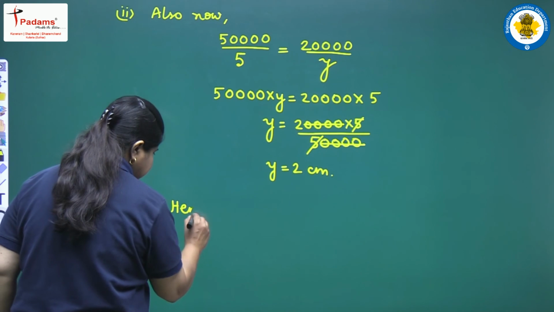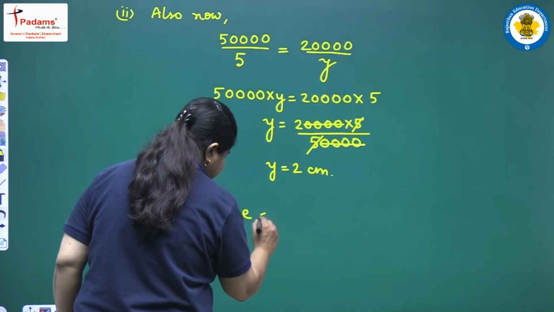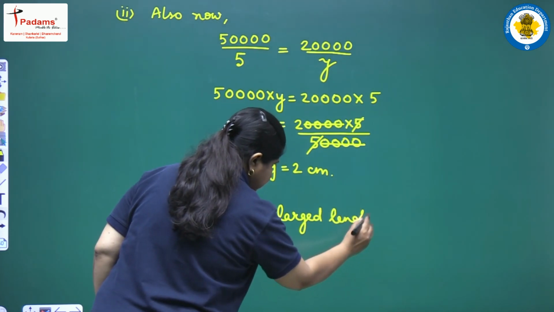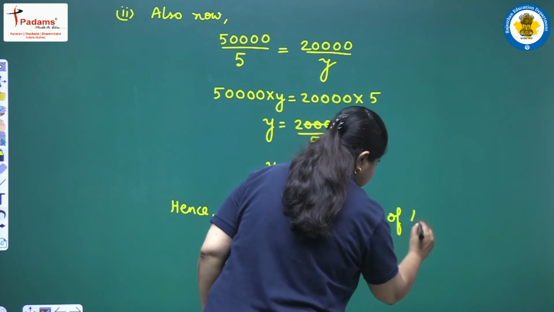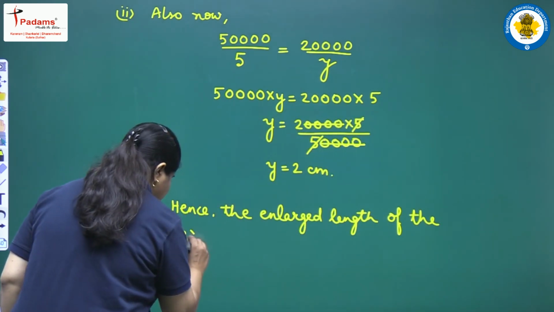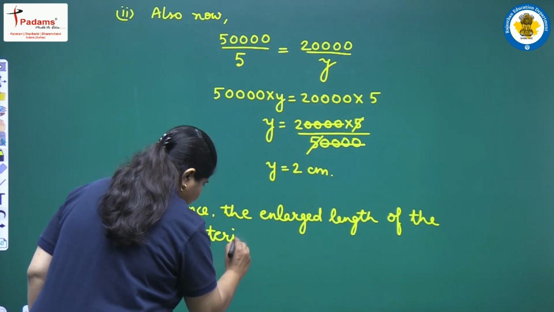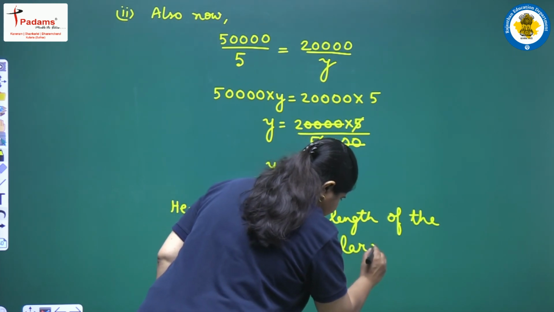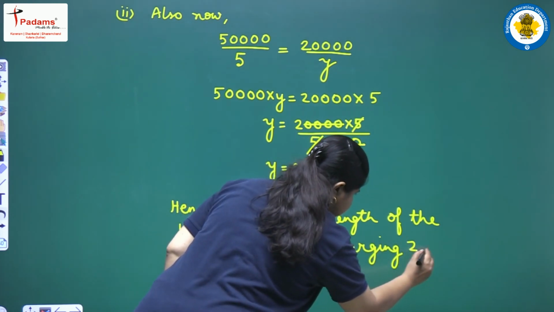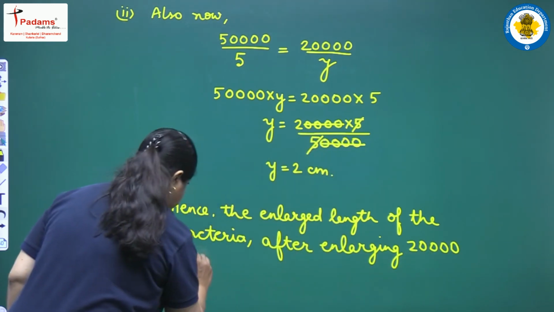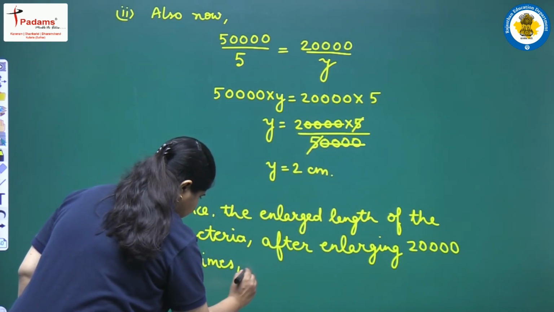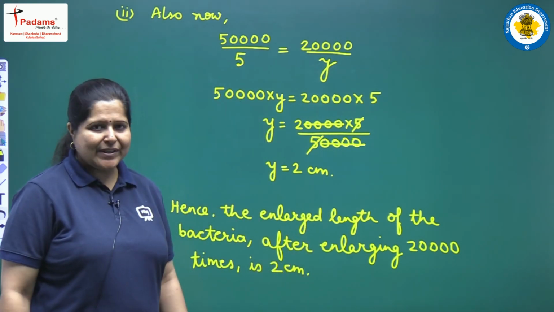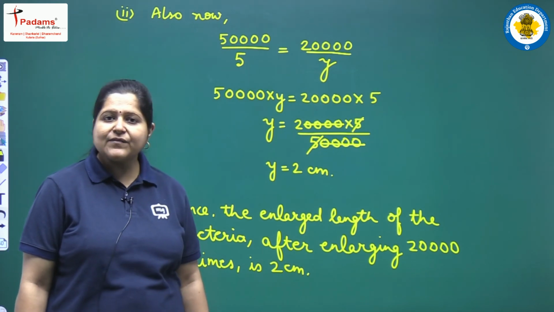Hence, the enlarged length of the bacteria after enlarging how many times? After enlarging 20,000 times is 2 centimeter. With this we complete question 5, and also now we have completed the first 5 questions from exercise 13.1.